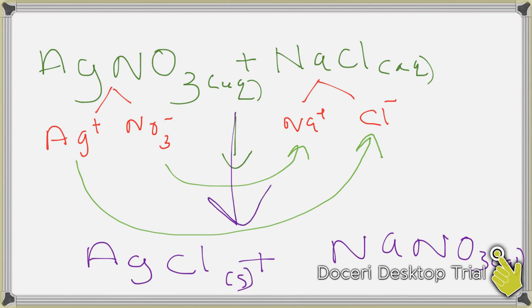So if your reaction has two aqueous reactants and forms a solid, you call this the precipitation reaction. Always you should see the solid on the product side. When you have the solid on the product side, that is the precipitation reaction. That is precipitation, you need to know.